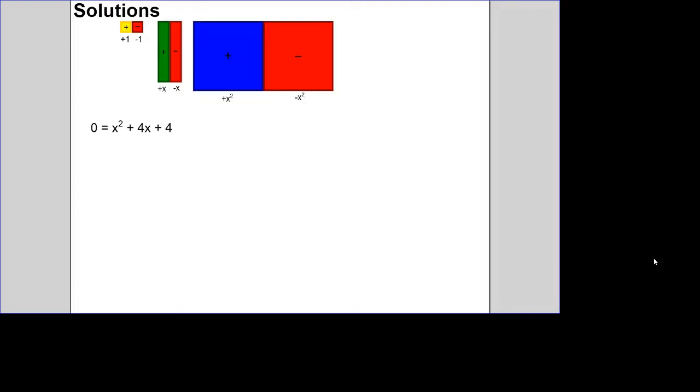So let's start with a problem. We have x squared plus 4x plus 4. Okay, this we actually might be able to factor, but I'm going to show you the method with one that we could factor, just so you see how easy it is, and then we're going to get into harder ones.